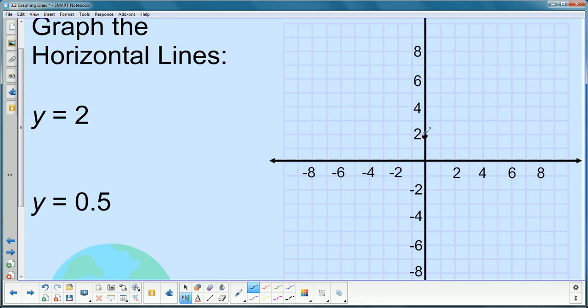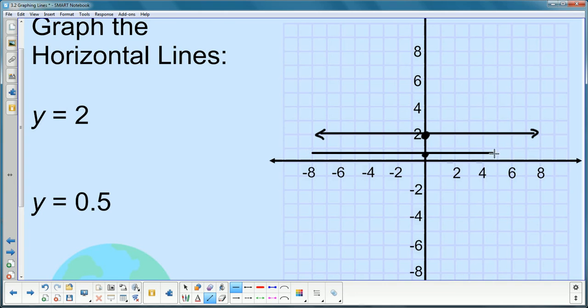If I do y equals 2, I'm going to put a point at 2, my y-intercept, and then I'm going to draw a line that is horizontal, just going straight through 2. Okay, the important thing, remember arrows on the end, and it needs to be horizontal. y equals 0.5 is in between 0 and 1, so I put a point in between 0 and 1, and then you also need to draw your line from left to right, again with arrows on both ends, because we're going on forever and ever.